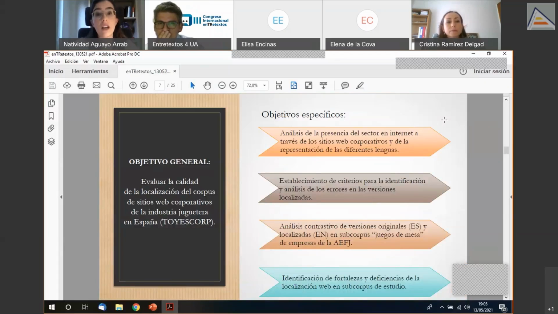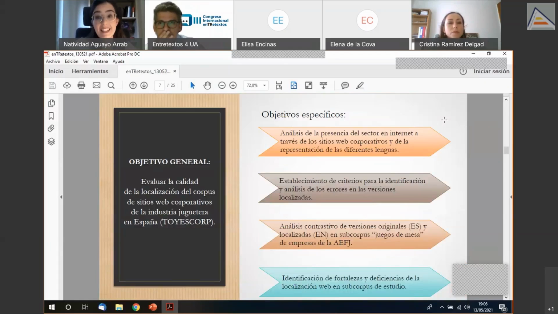Y pasamos ahora a detallar los objetivos específicos del estudio, comenzando por el general, que no es otro que evaluar la calidad de la localización del corpus de sitios web corporativos de la industria juguetera en España, del que se derivan objetivos específicos, como los siguientes.